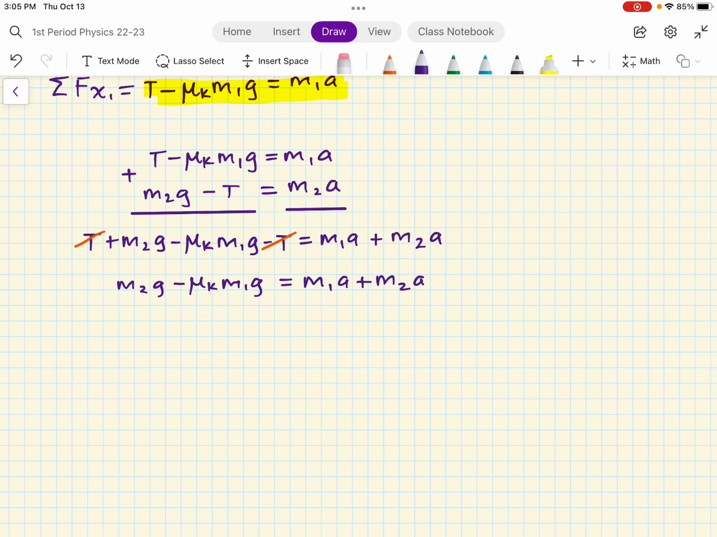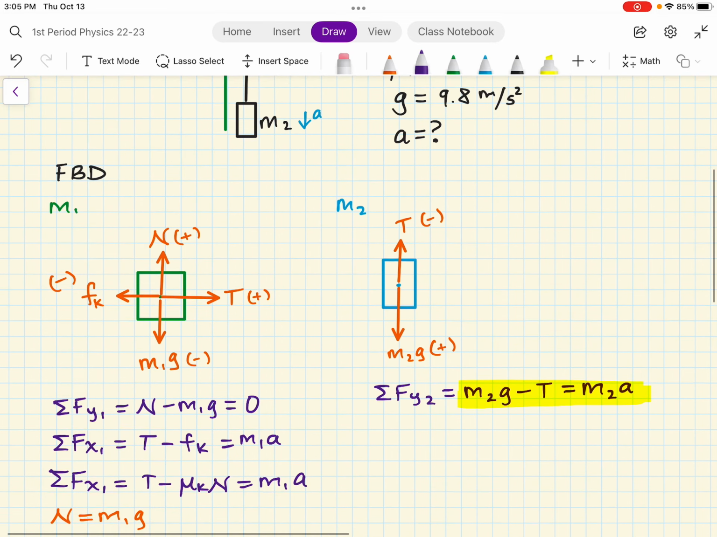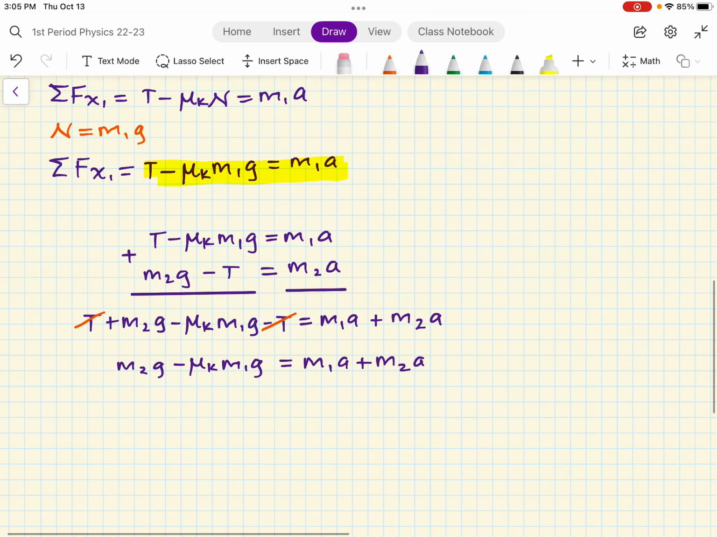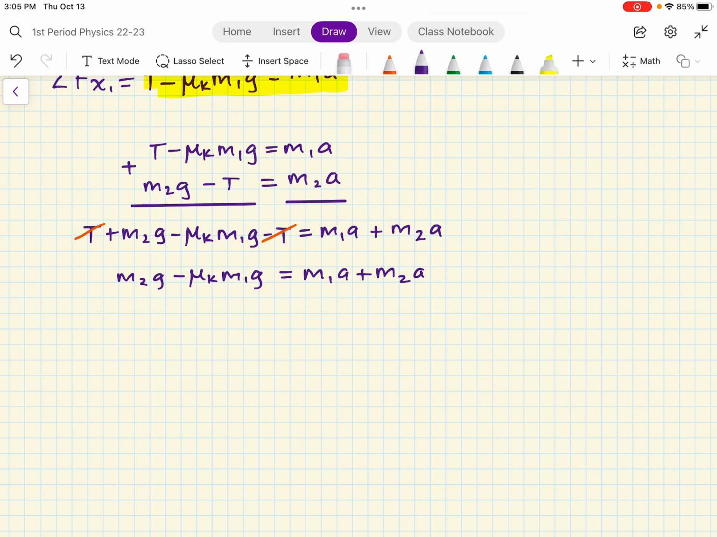Okay, so now we're going to factor because we don't want two accelerations, we want just one. And we know the acceleration is the same. I should have said that before, right? The acceleration is the same because this is one system and it's connected. These accelerations are the same. This one's the same as this one. We have only one acceleration for the entire system. So now I'm also going to factor the g, so it'll be g times (m2 minus mu k m1) is equal to a (m1 plus m2).